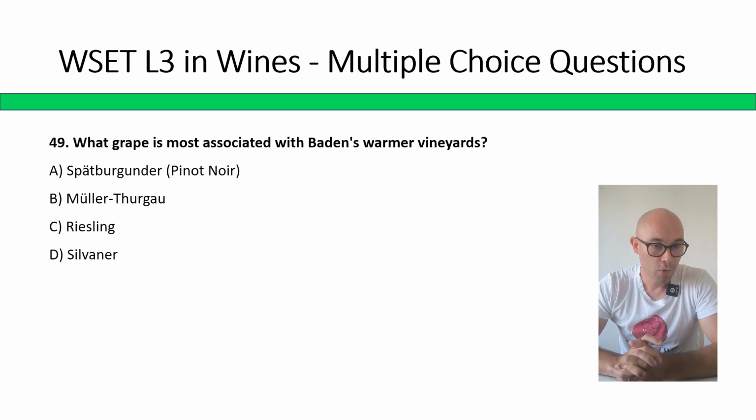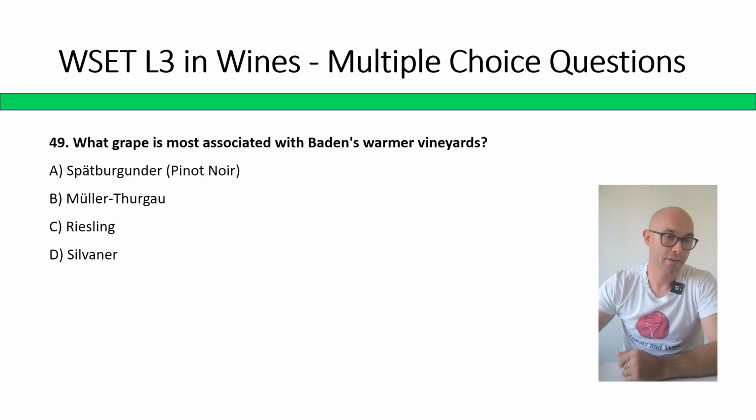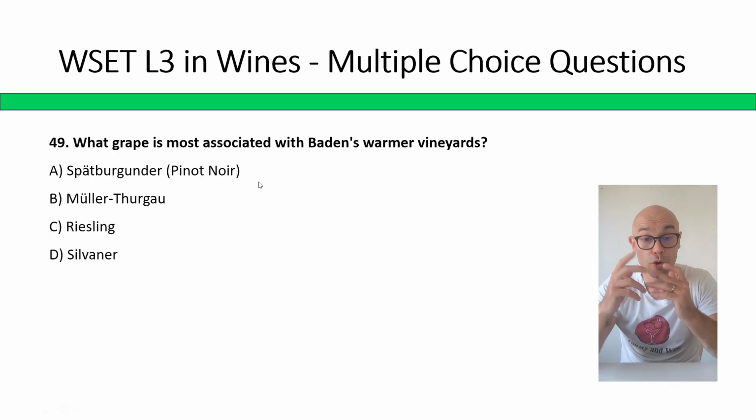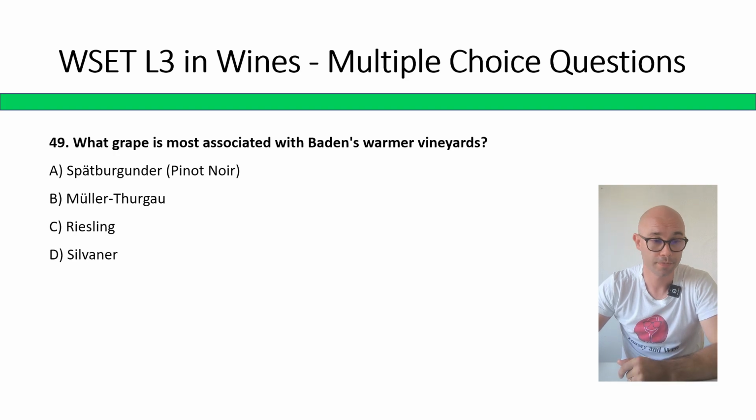What grape is most associated with Baden's warmer vineyards? Spätburgunder or Pinot Noir, Müller-Thurgau, Riesling, Silvaner. The correct answer is A, Spätburgunder, Pinot Noir. When I say warmer vineyards, it's not warm. It's warmer than the rest of Germany, which is quite cold.